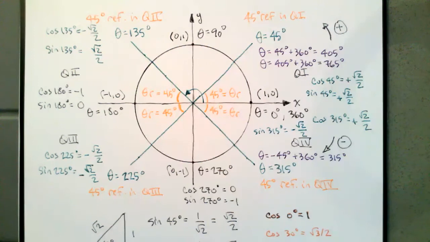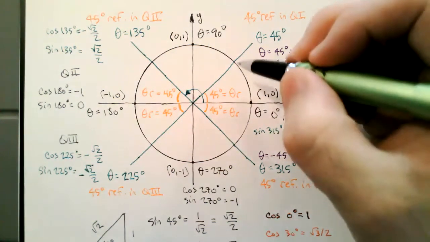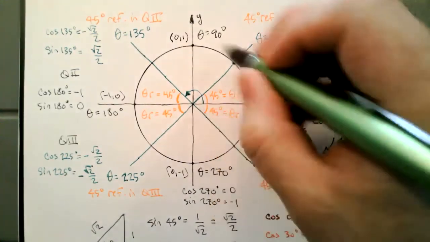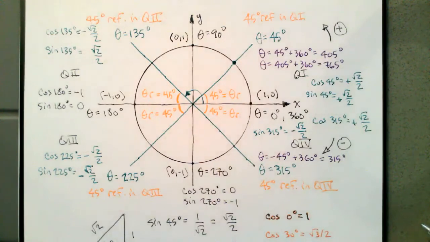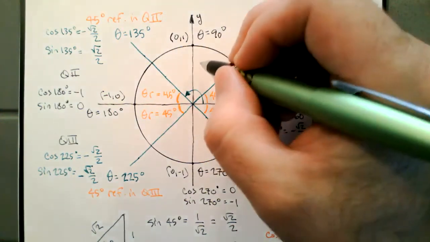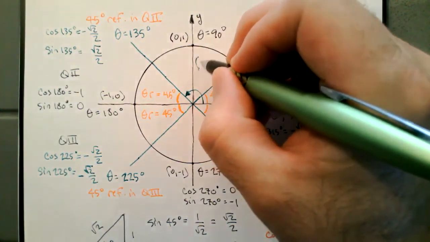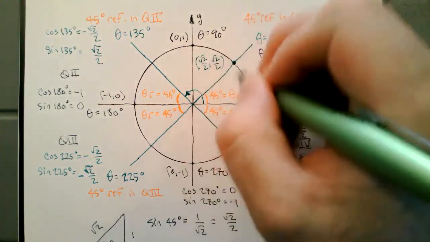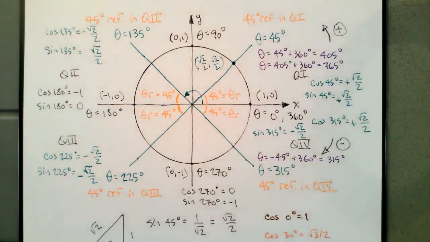Now we have all these coordinates in the middle at these 45-degree angles. Cosine is the x, sine is the y. So the coordinates of this point where 45 degrees hits the unit circle will be root 2 over 2, root 2 over 2. The x and the y coordinates are both positive because the cosine and the sine are both positive in quadrant 1.